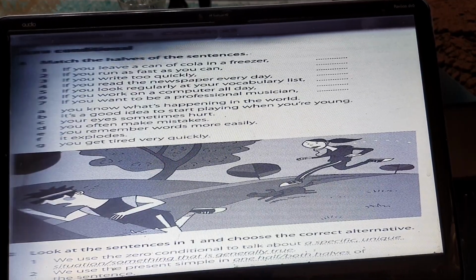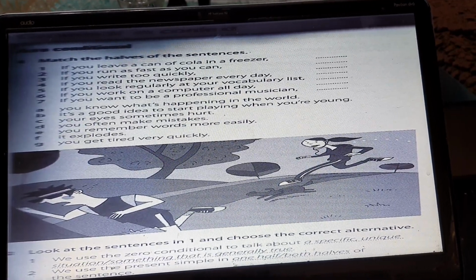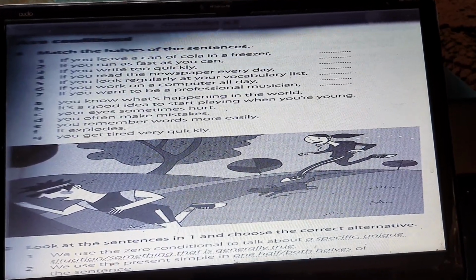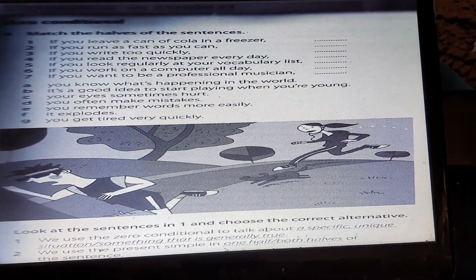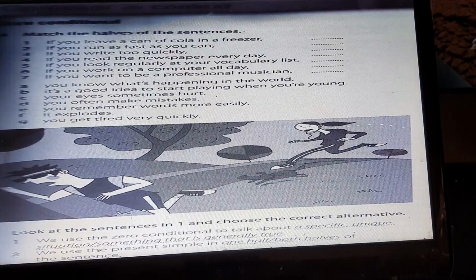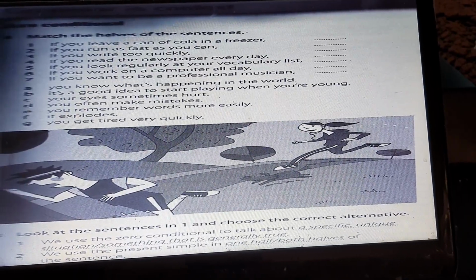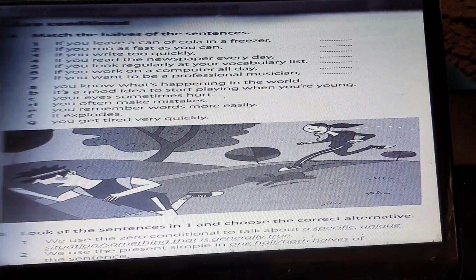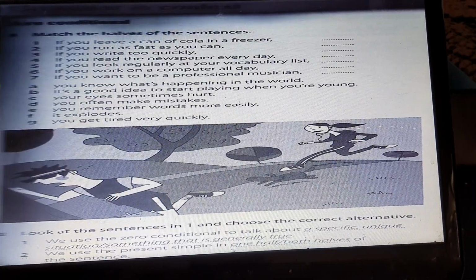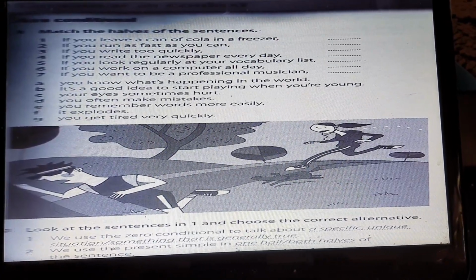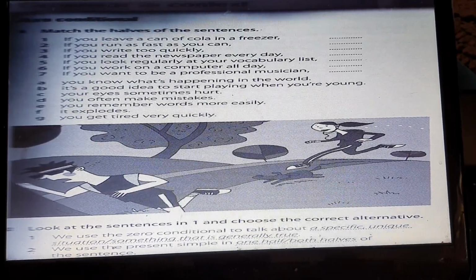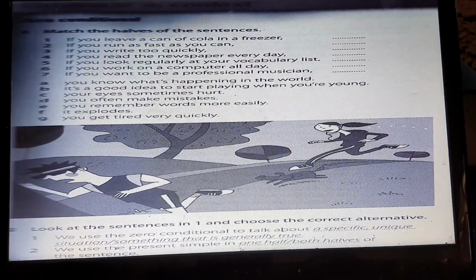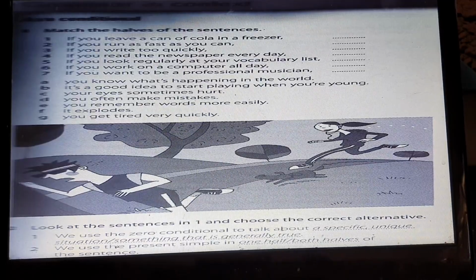If you work on a computer all day, what will happen to you? It is C. Your eyes sometimes hurt. Number 7, the last one. If you want to be a professional musician, go to B. It's a good idea to start playing when you are young. This is B, the last one, 7 with B. Okay, I'm going to repeat: 1 with F, 2 with G, 3 with D, 4 with A, 5 with E, 6 C, and 7 B. Now we're going to find the answers also on the next slide, inshallah.